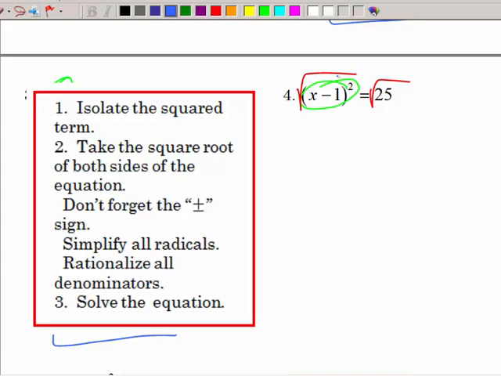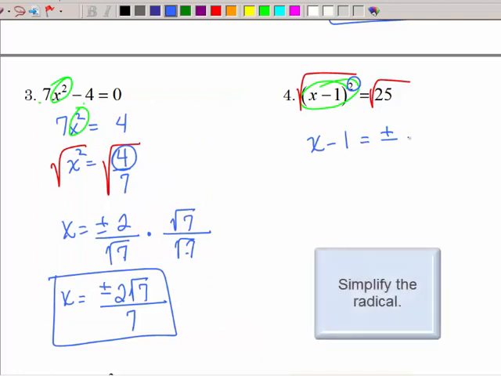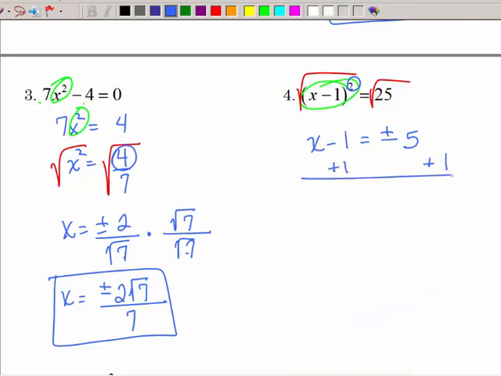Now remember, the square root and a square cancel each other out, so we just have x minus 1 equals that all-important plus or minus. And what is the square root of 25? Just 5. Well, I still need to solve for x, so I need to add 1 to both sides. This is where you've got to be really careful. You can't just say 5 plus 1 is 6 and say plus or minus 6.